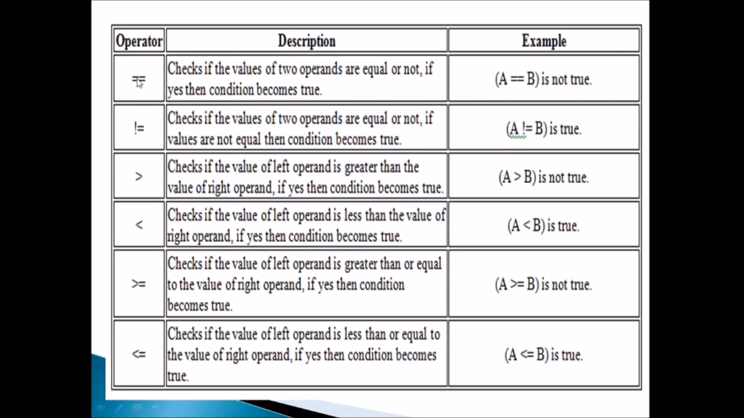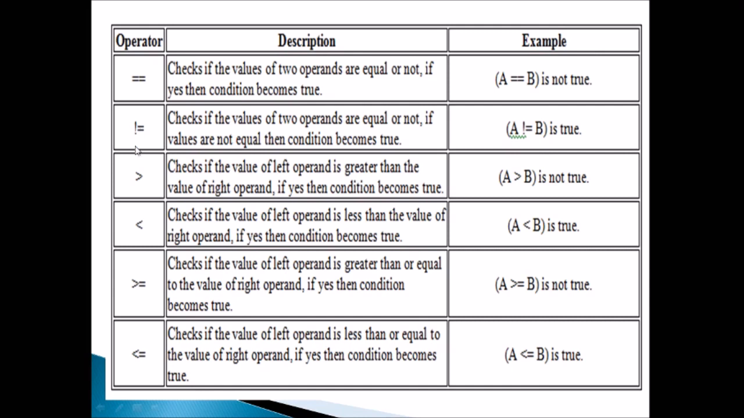Here the first operator is double equal, that is the symbol. It checks if the values of two operands are equal or not. So it is going to verify whether both operands are same. If both the variables or conditions are same, then the answer will be true. For this the example is A double equal B. We know that the value of A is 10, the value of B is 20. Now both are not equal. So that's why the answer is not true, or else we can say false.